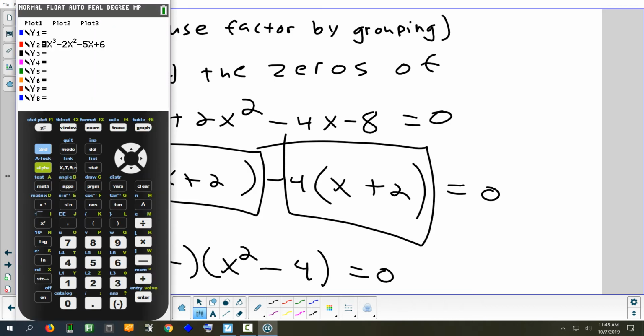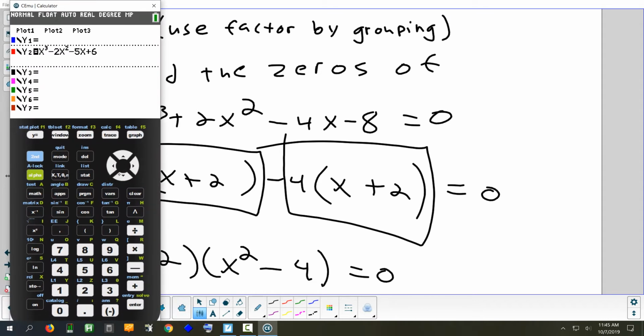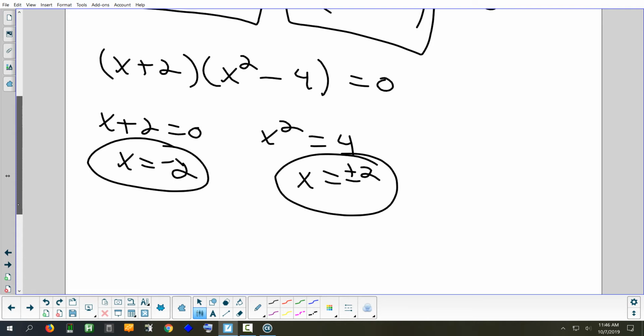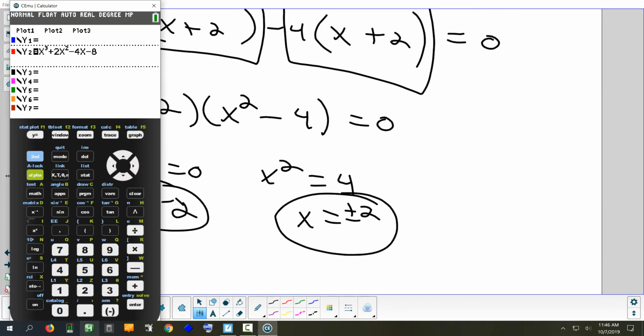Okay, and this kind of thing happens a lot. So we got x cubed. Let's just change this one. Make it plus 2x squared minus 4x minus 8. So remember, what's the repeated root here? -2. Okay, so -2 is a repeated root.